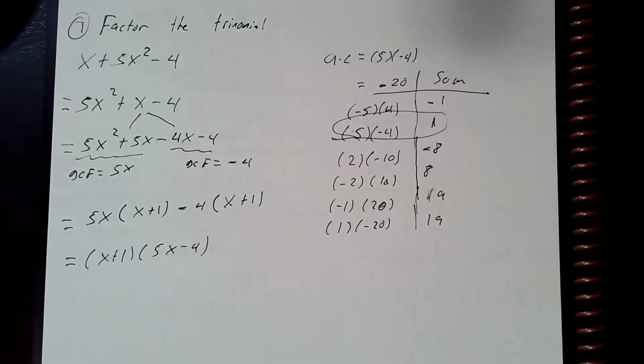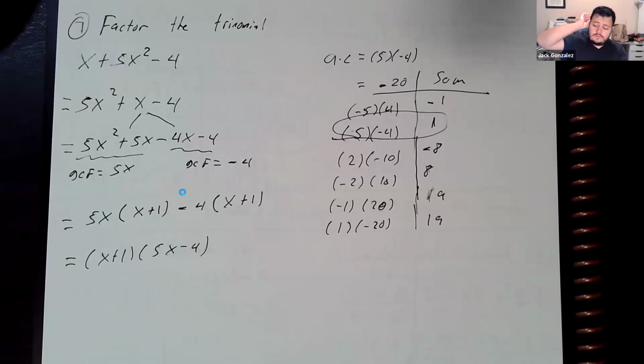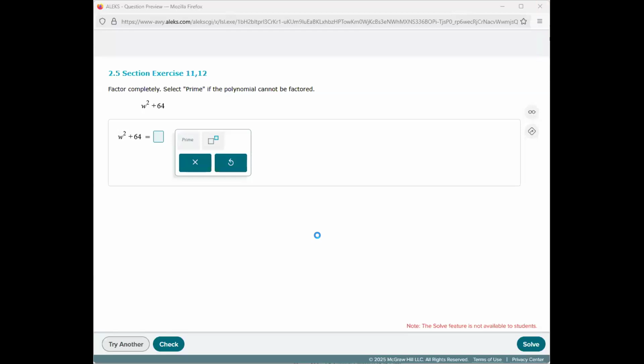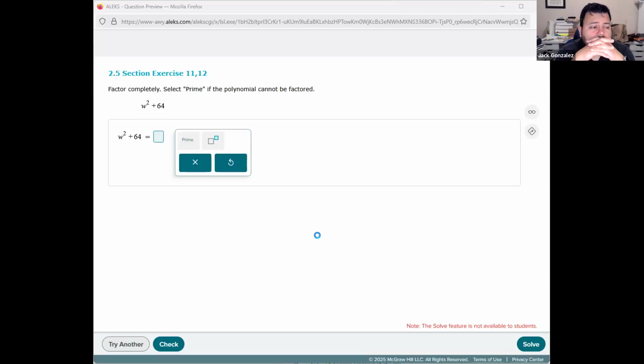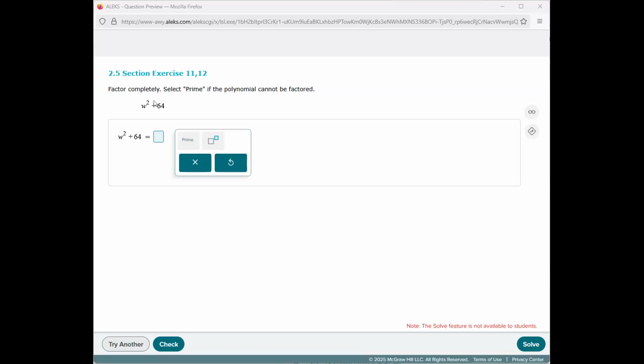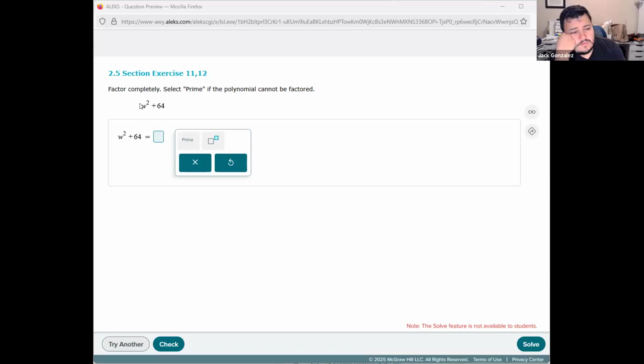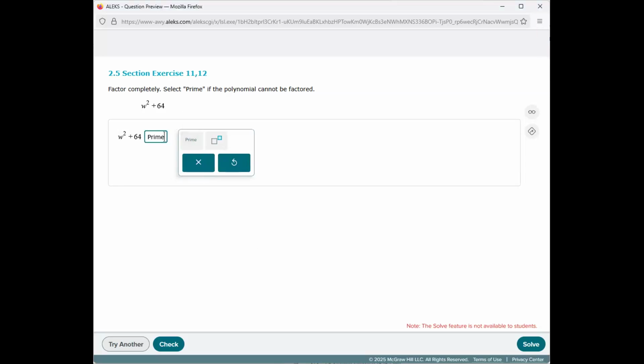Well, let's move on to binomials. So trinomials have trial and error or the AC method. Sometimes those should get you through most of them. There might be a perfect square, but let's not worry about that now. There is no sum of squares. So whenever you see a square plus a square, we can't do anything.